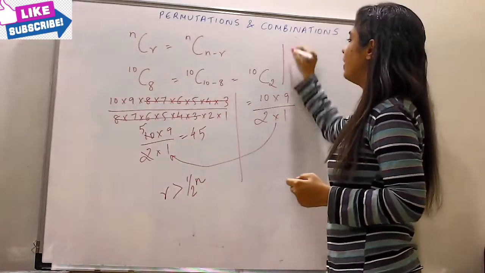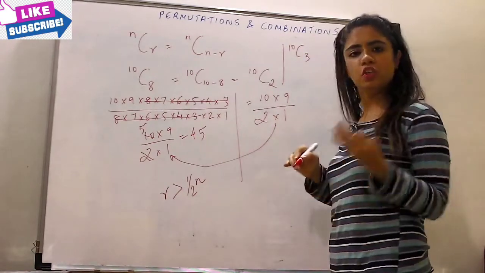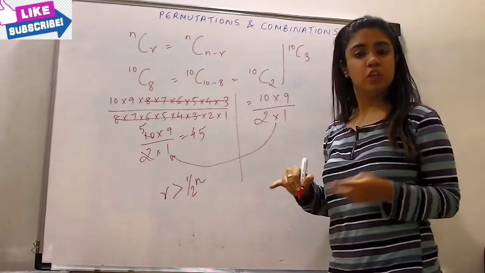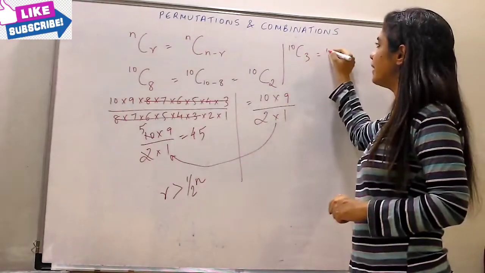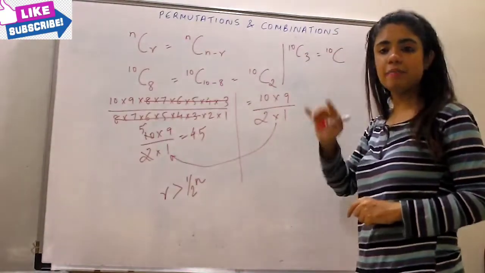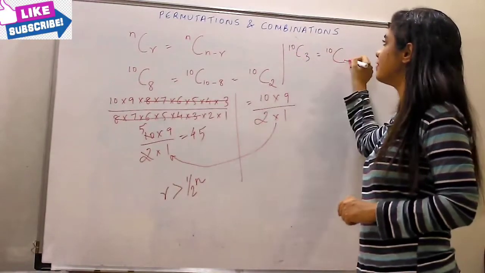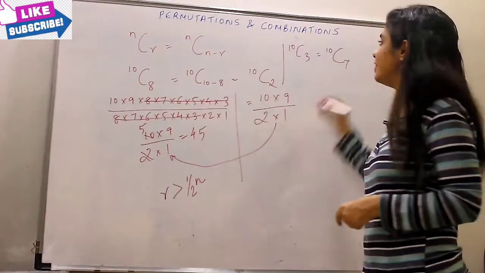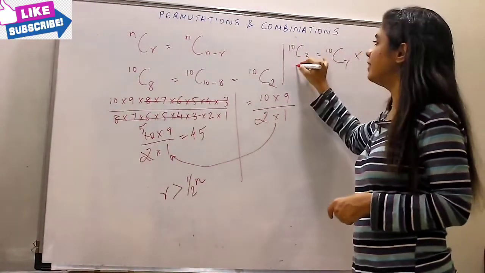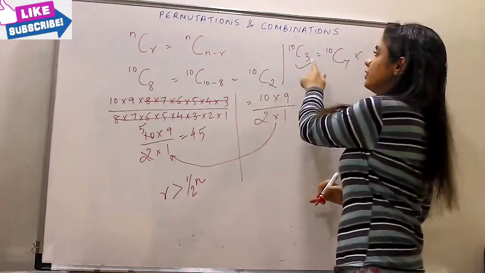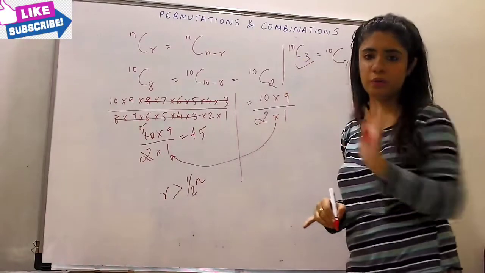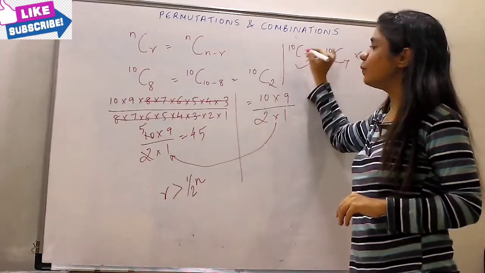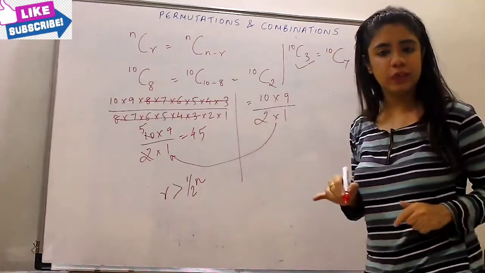See, for example, if I asked you what is 10C3, you just have to write 3 digits. So you're not going to use this formula here, because the formula will make it as 10C3 is the same as 10C10 minus 3, which is 7. Writing 7 digits is lengthy, but 3 digits is easy. So this value is less than half of 10, so you will not convert. If this value is more than half, only then you will convert.